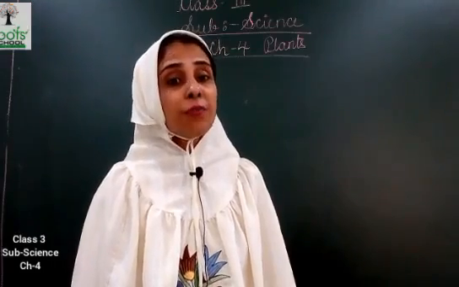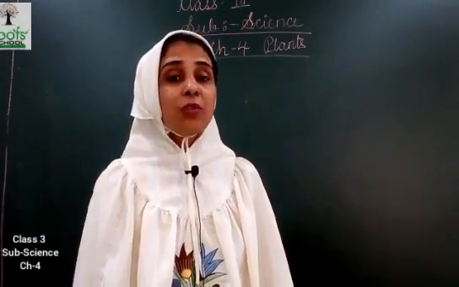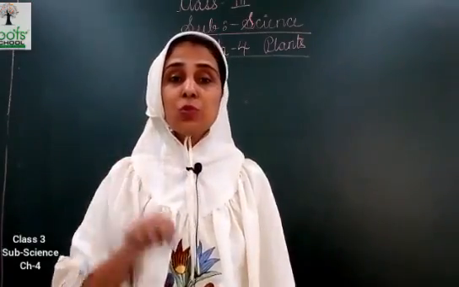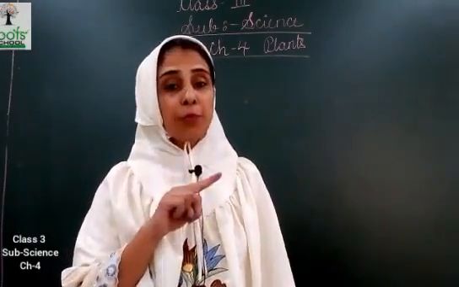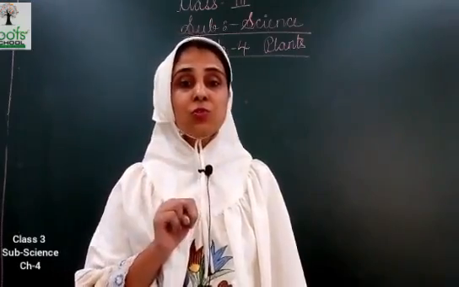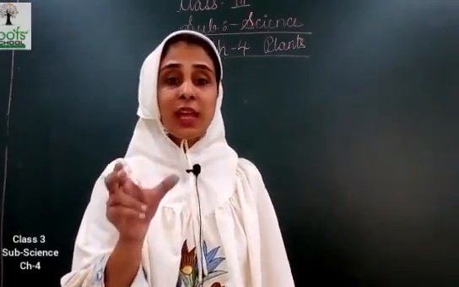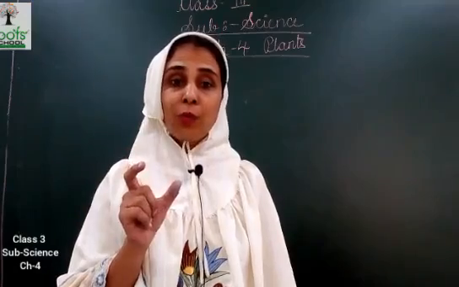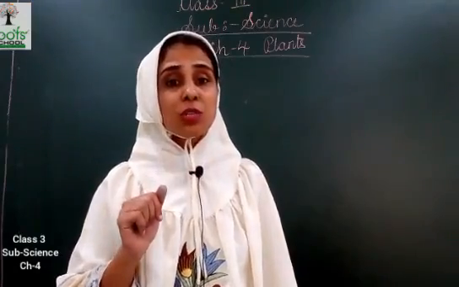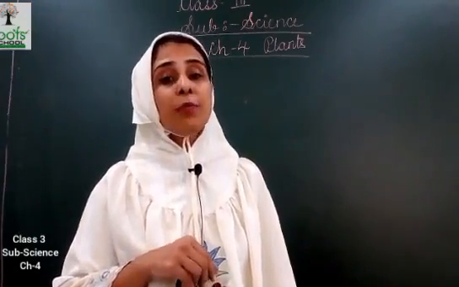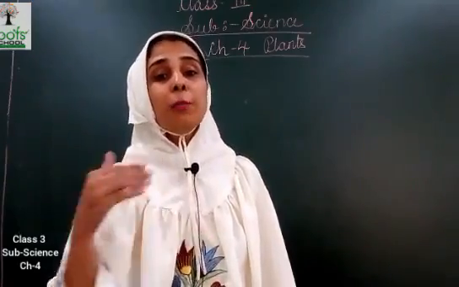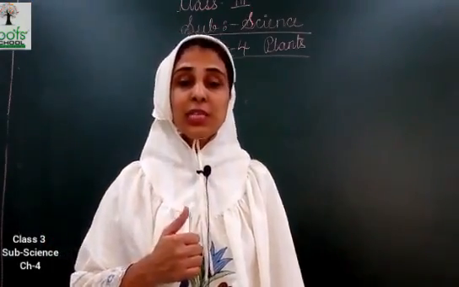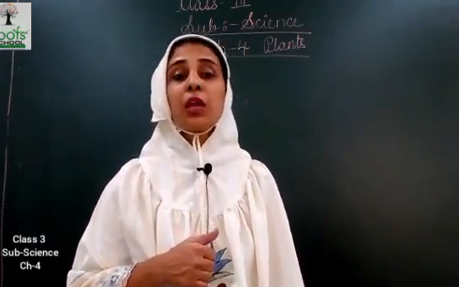Roots are of different types. How many types are there? Two types. Which are they? Taproot and fibrous root. A taproot is one thick root, out of which small roots come out. And what is a fibrous root? From one point, many roots are coming out. Yes, that is a fibrous root.